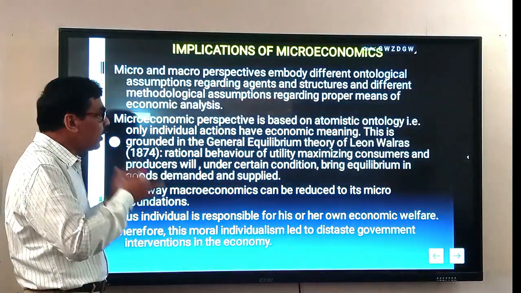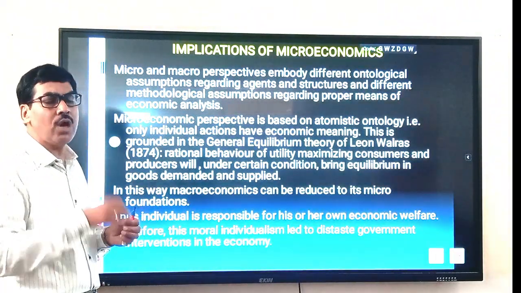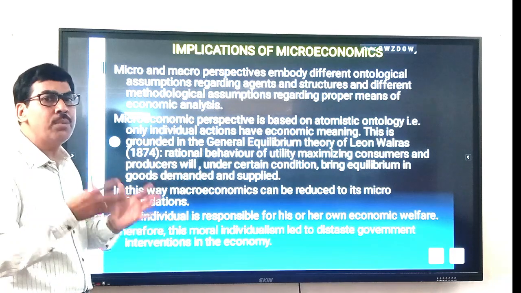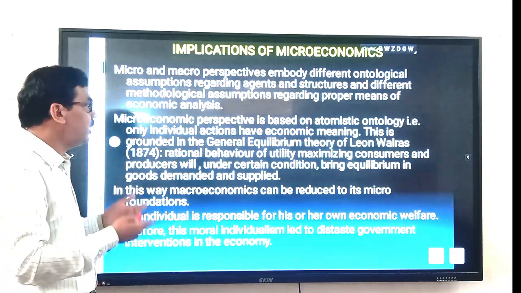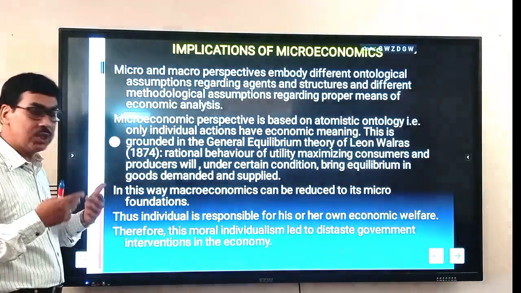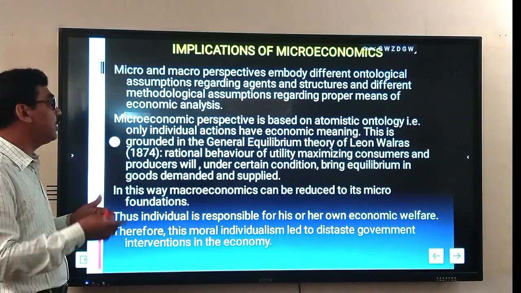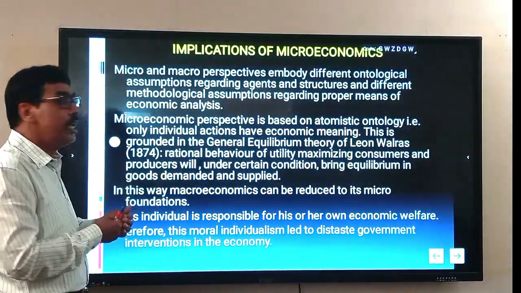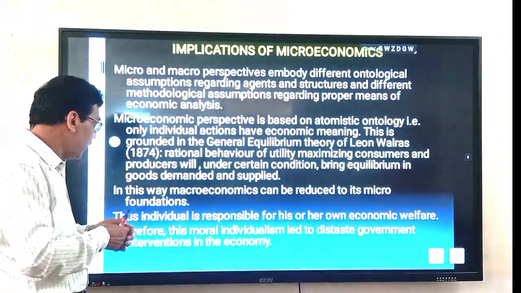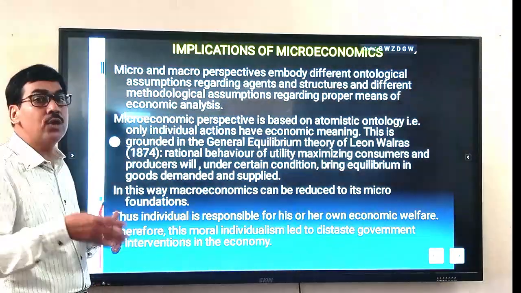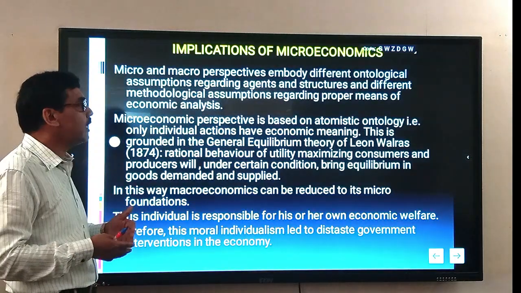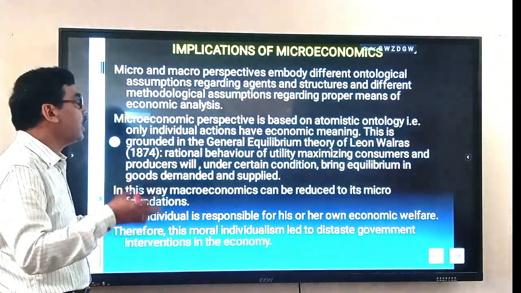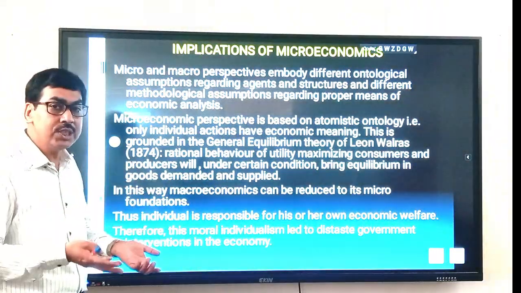That means these microeconomists give almost all importance to individual decisions. They think beyond individuals nothing is there. There is no meaning of the entire economic decision if you do not know what the individuals are doing, how the economic agents are making their choices. So in this way, macroeconomics can be reduced to its micro foundations. Whenever individuals are given much more importance, macroeconomists like Lucas, who got the Nobel Prize in economics, said that all the macro phenomena, like national income and the behavior of all the individuals, can be explained through microeconomic theories or the micro foundations.